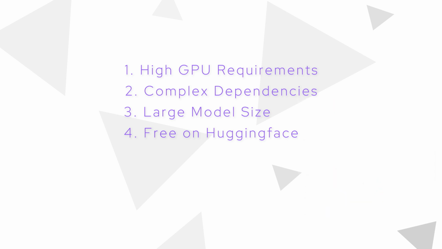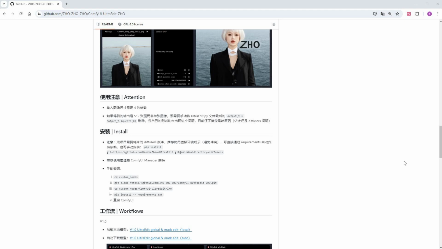For those who insist on trying it out, or want to show off their powerful GPU, I'll demonstrate how to install and use the plugin. Before starting the installation, I strongly recommend backing up your Python_embedded folder by making a copy. On GitHub, the only ComfyUI implementation of UltraEdit is by ZhoZhoZho. I suggest using his manual installation method. But keep in mind that you need to use the pip from ComfyUI's Python_embedded folder.